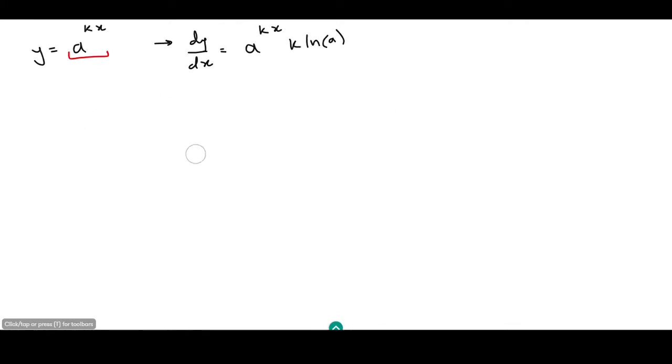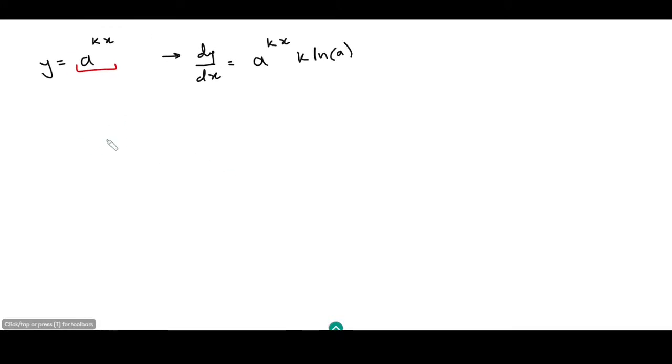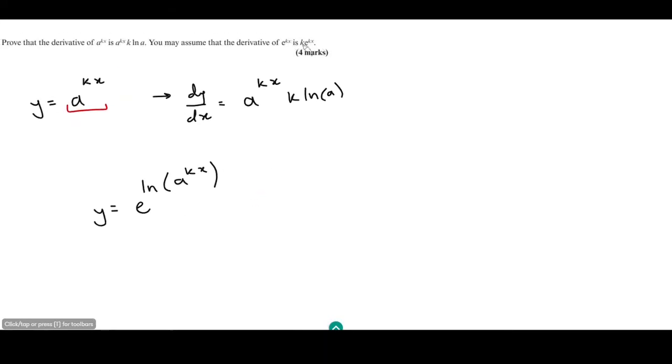So now that we know inverse functions, let's consider what we're going to do. The trick is we place this entire thing inside an e, inside an ln. So we represent it like this. And we know that because e to the x and ln of x are inverse functions of each other, the answer is still a to the power of kx. All we've done is represented it a bit differently. The reason we want to do this is we want to take advantage of this. We know that the derivative of e to the power of kx is k e to the power of kx.